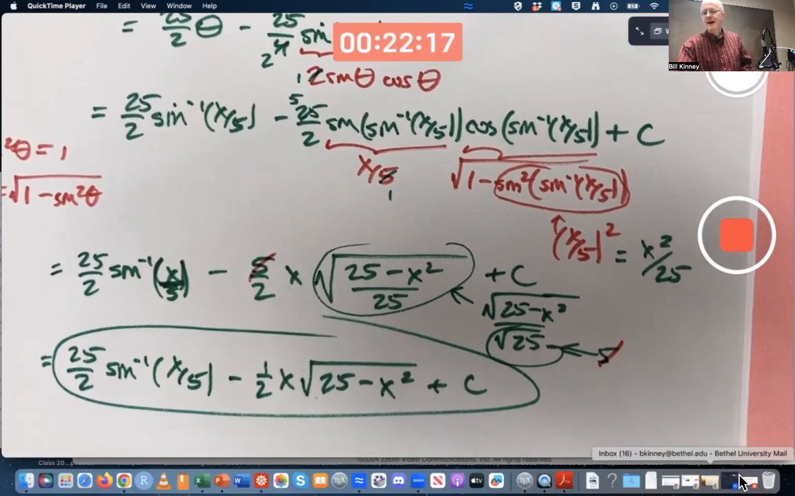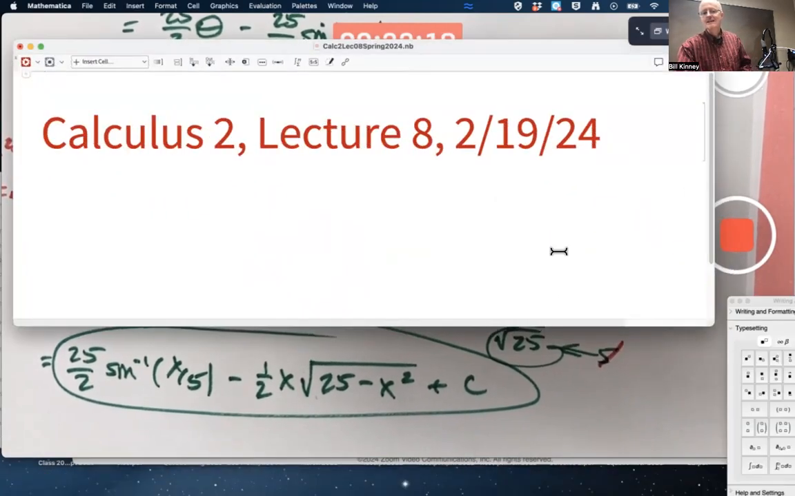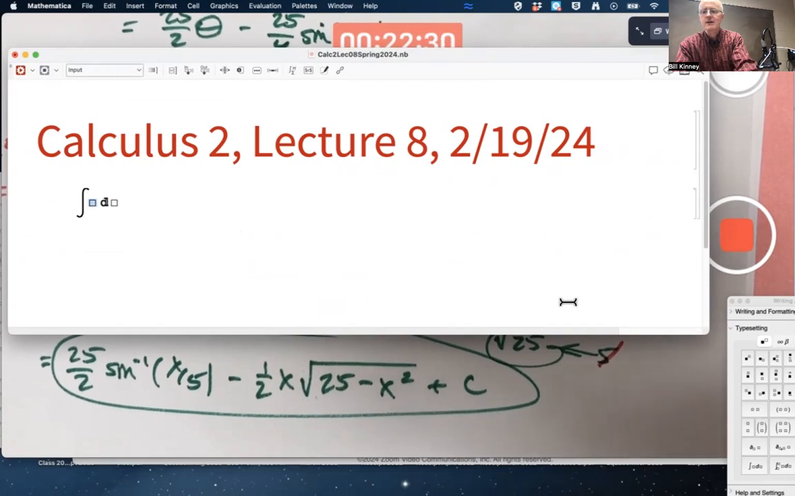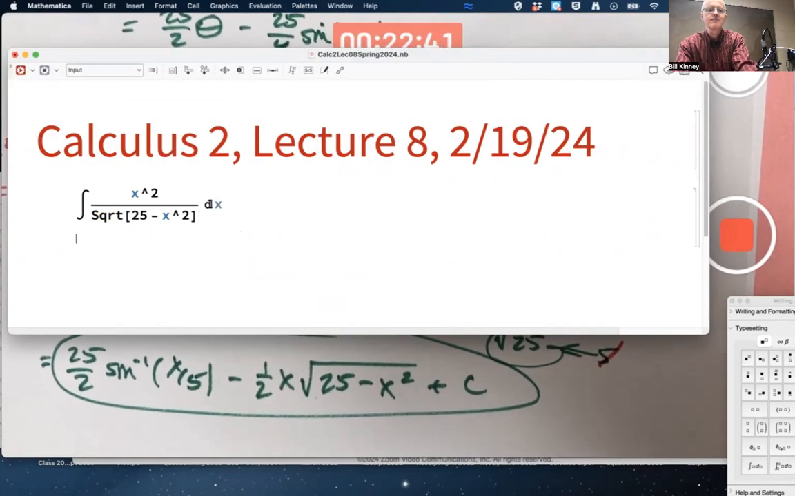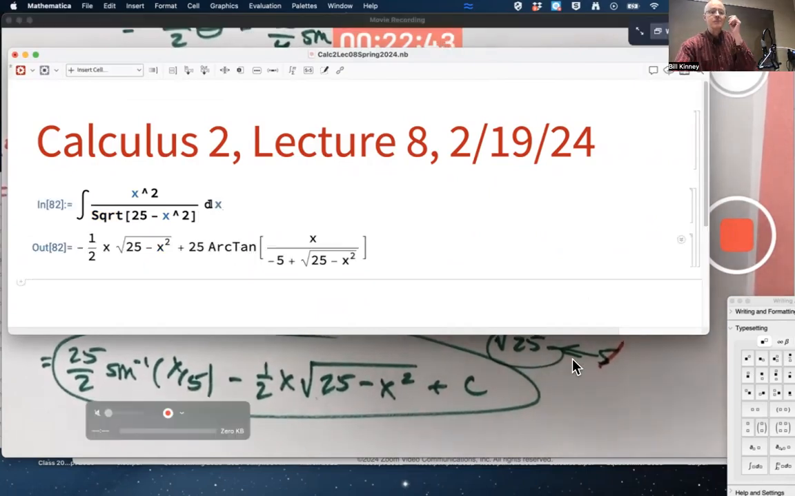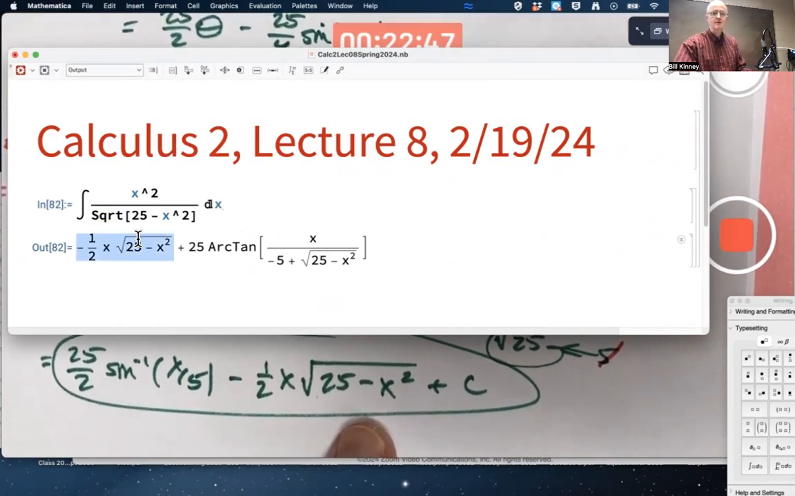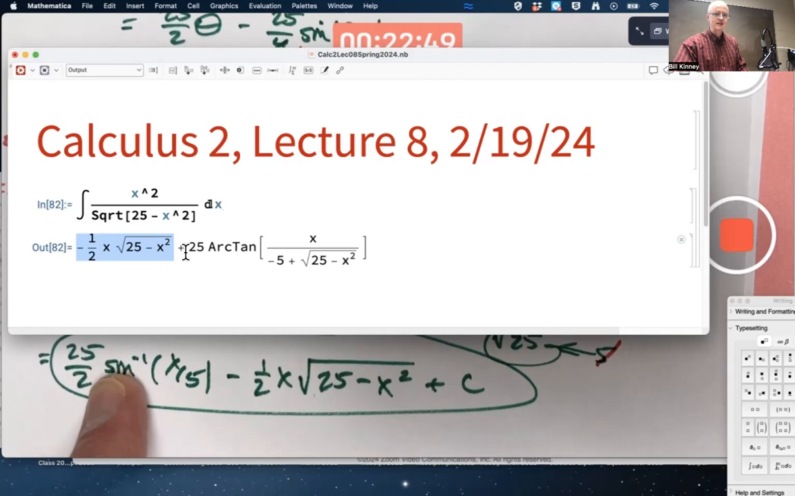If we check this on Mathematica, Mathematica's answer actually looks different. How different? Let's see. We were integrating x squared over square root, I'll type it in like this, 25 minus x squared. This part looks okay, matching right here. But that part doesn't look so good. Arctangent, what in the world?